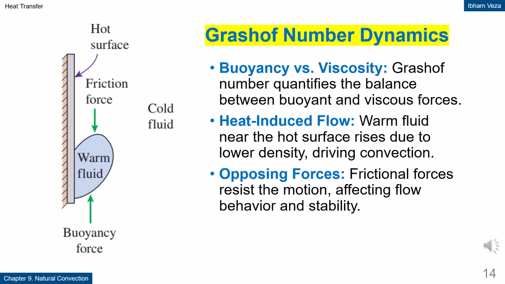Grashof number dynamics. The Grashof number represents the ratio between buoyancy forces and viscous forces. If buoyancy dominates, the convection flow becomes strong. If viscous forces dominate, the flow tends to be weak or suppressed. Heating the surface makes the nearby fluid lighter and causes it to rise. The flow behavior is strongly influenced by the value of the Grashof number.